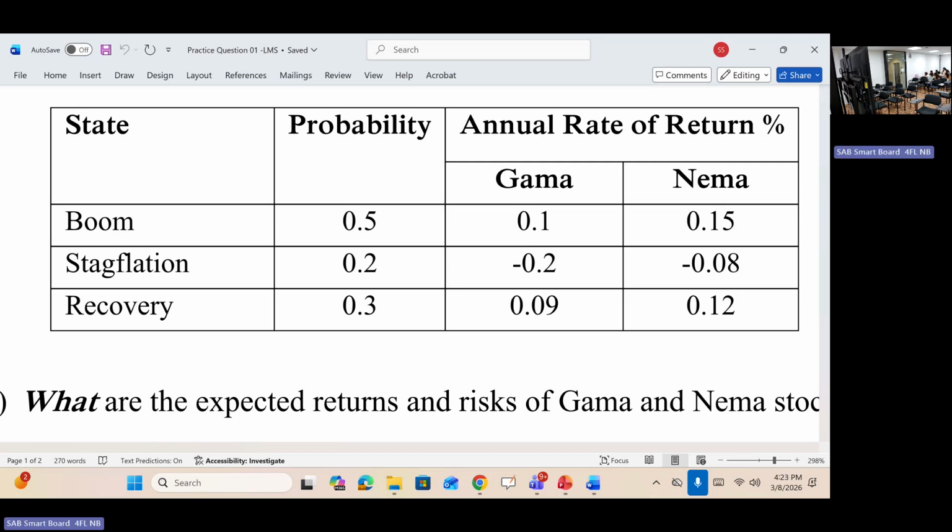Second lesson return is 0.095. Am I correct? If you are getting the same answer, the expected return for the lemma is 9.5. Okay.